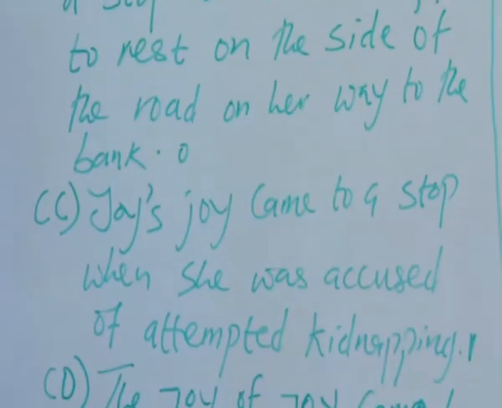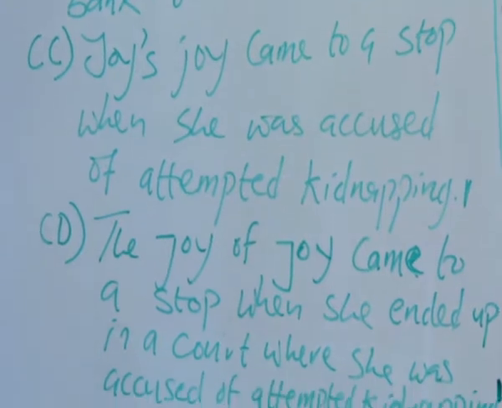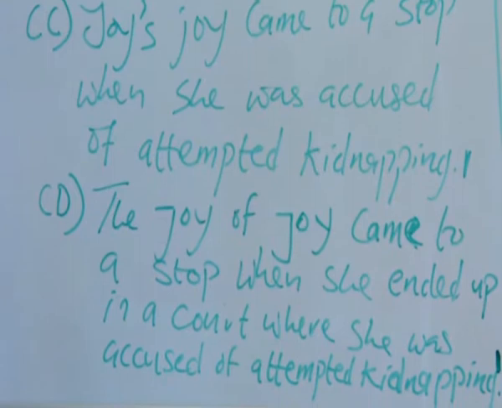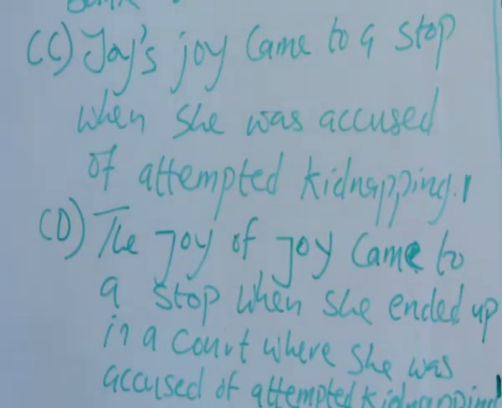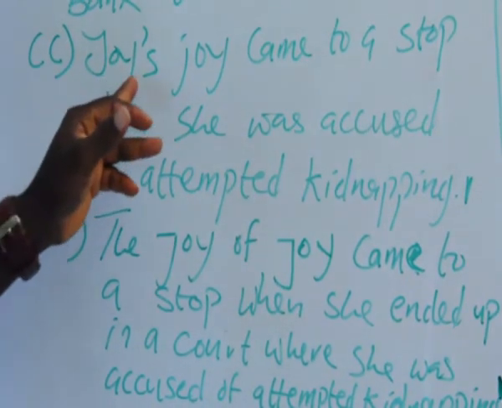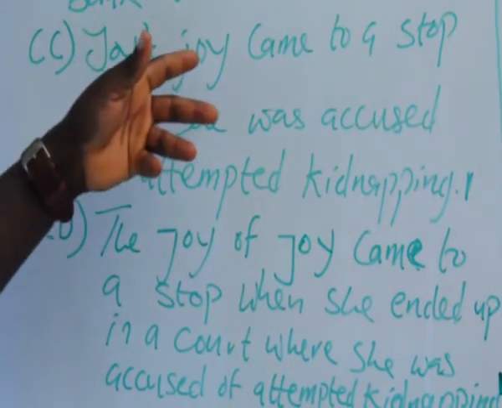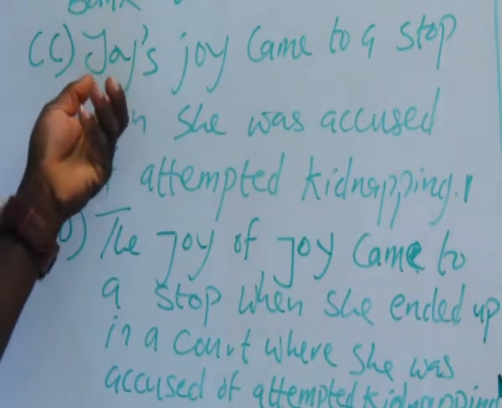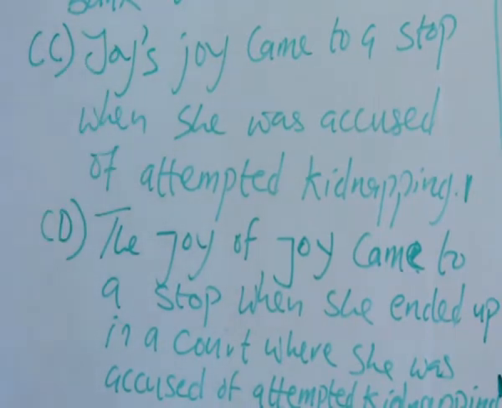And Lucy wrote, "Joy's joy came to a stop when she was accused of attempted kidnapping." That is exactly the same as candidate A's answer. But we have a difference in the wording. For example, candidate A wrote, "it came." But this candidate decided to use the genitive, that is, expressing possession with the proper noun Joy. So instead of saying "the joy of Joy," she simply said "Joy's joy," which is correct.